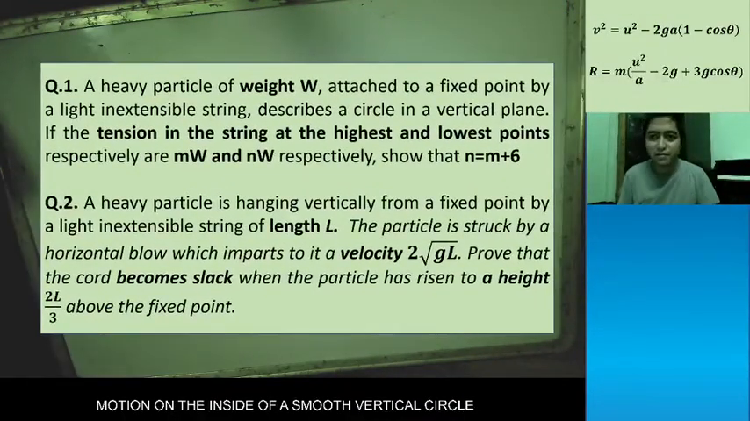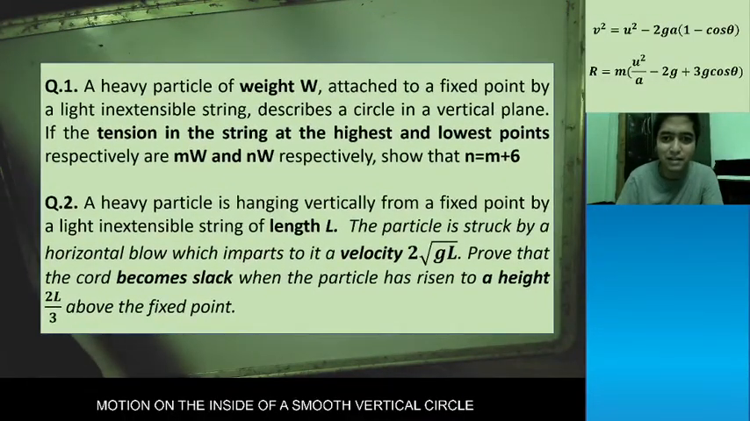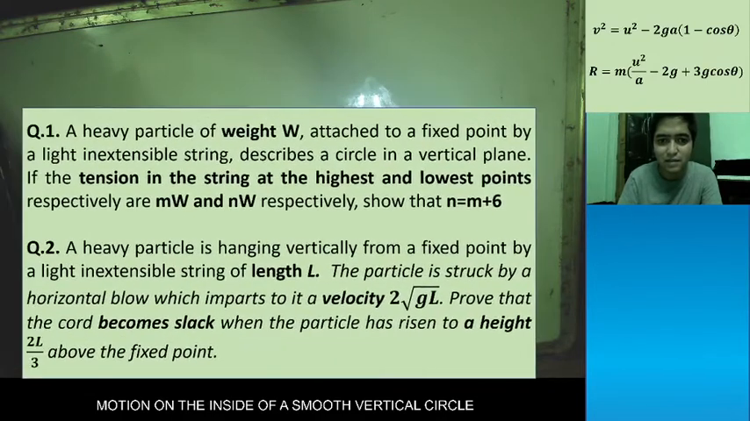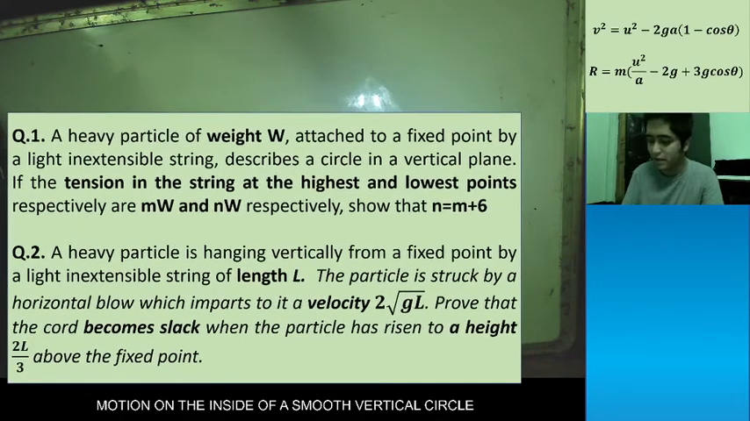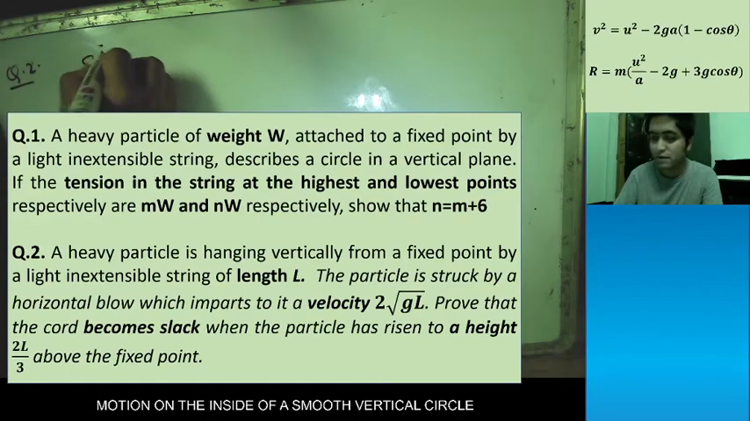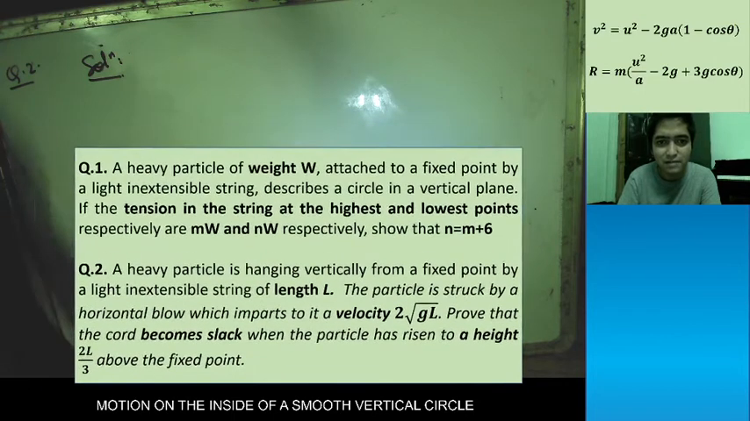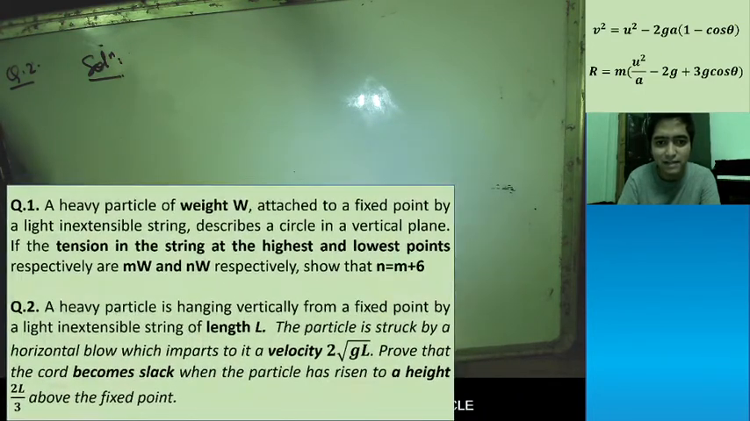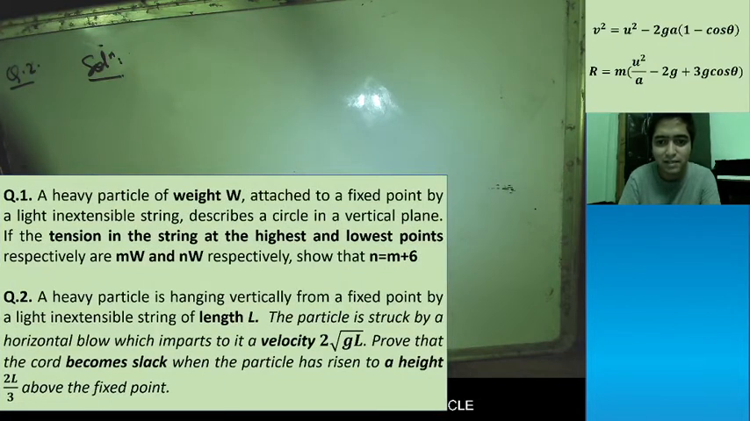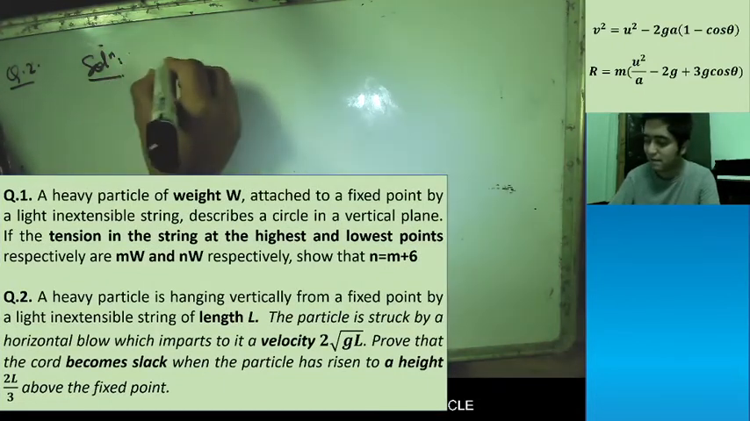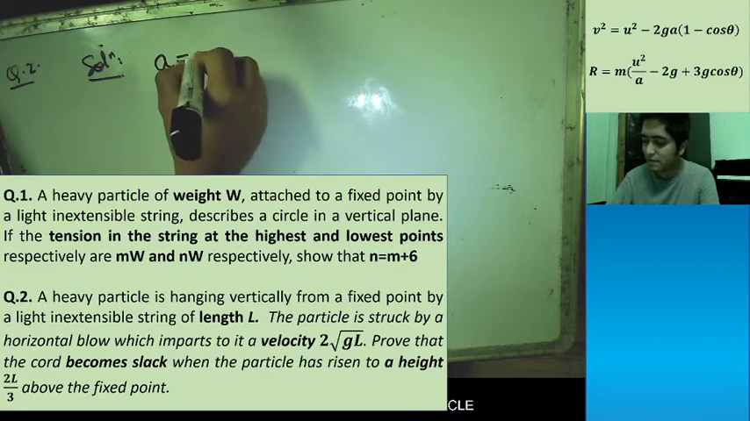If you take a look at question number 2, again we have a string. So in question number 2, the solution says that the length of the string is L. The length of the string is L, so that means the radius of the circle is L. Radius is L.